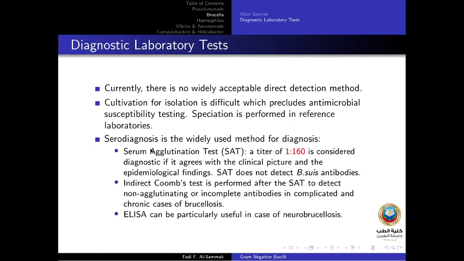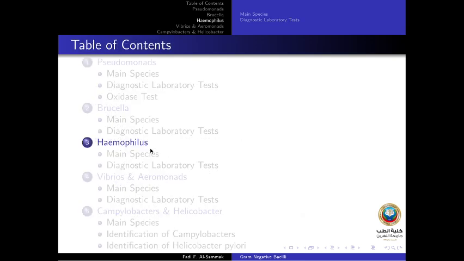What is seen as a limitation in the SAT test is that it does not detect Brucella suis antibodies. Another test, the indirect Coombs test, can be performed to detect the non-agglutinating or incomplete antibodies in complicated or chronic cases of brucellosis. Additionally, we can have the ELISA test, which can be particularly useful in case of neurobrucellosis.